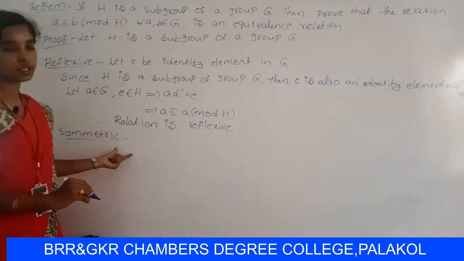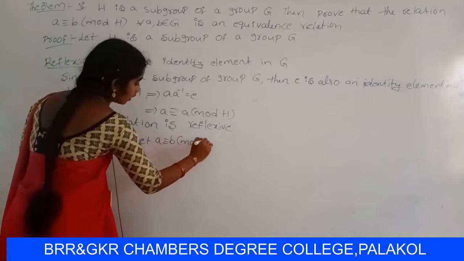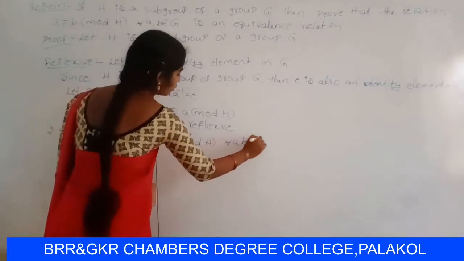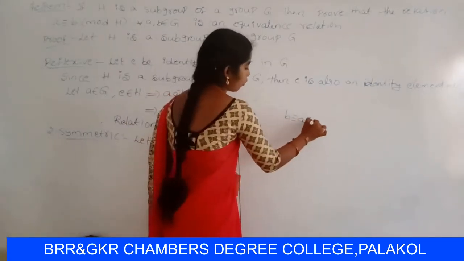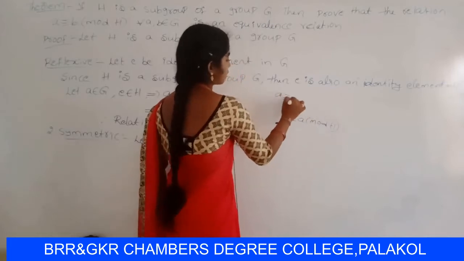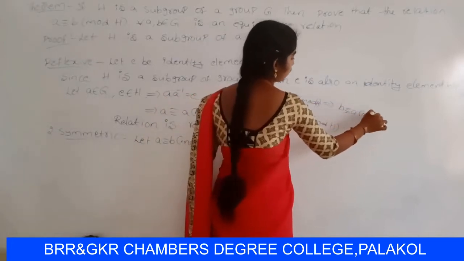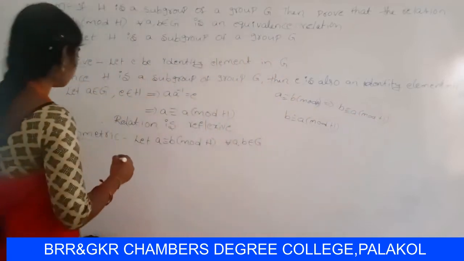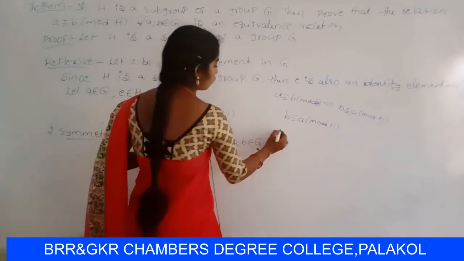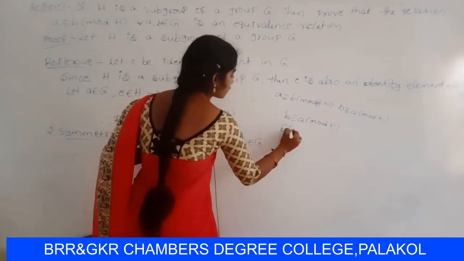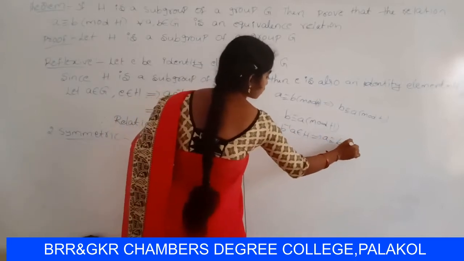So symmetric relation. First let A congruent to B modulo H for all A, B belongs to Z. We have to prove that B congruent to A modulo H. So A congruent to B modulo H. Already you know the congruence modulo H definition: B inverse A belongs to H can be written as A congruent to B modulo H.